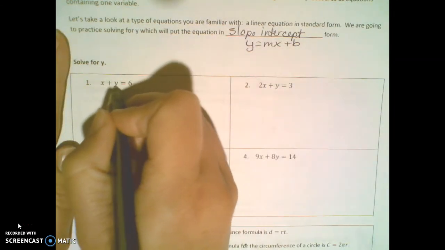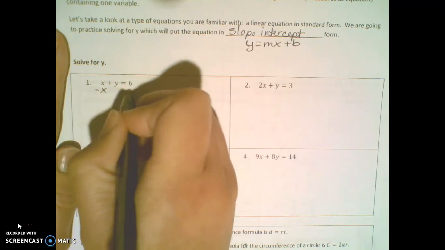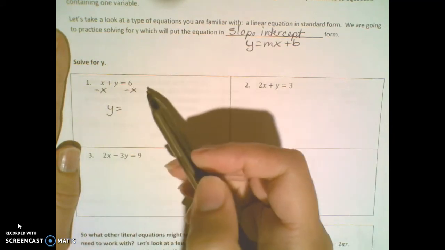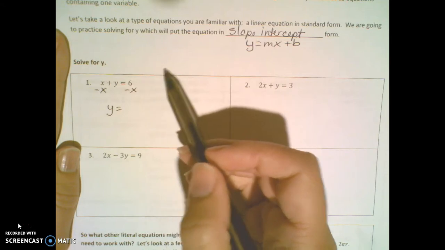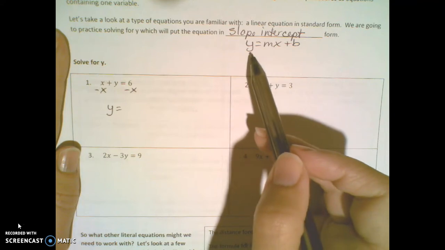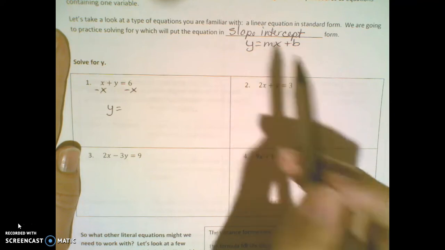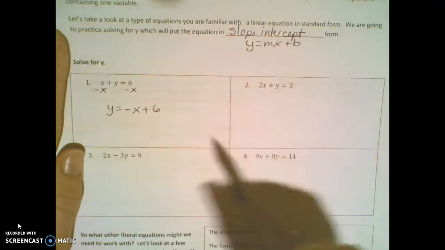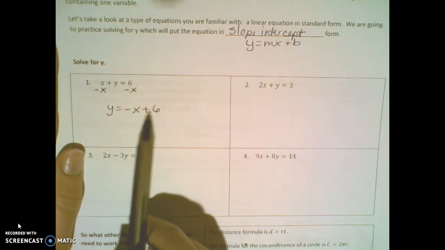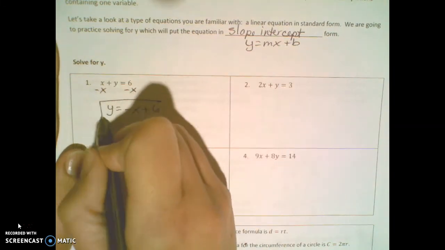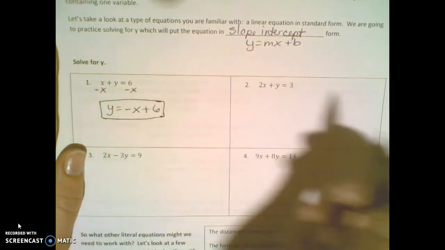And so here we want it to say y equals, so we have to get rid of this x. So we're going to do minus x on both sides. Now, it would be okay to write y equals 6 minus x, but I like this form. This is what I'm used to seeing, and this gives me good information, so that's how I'm going to write this. Negative x plus 6, and that tells me that my slope is -1 and that my y-intercept is 6. So that's solving for y.